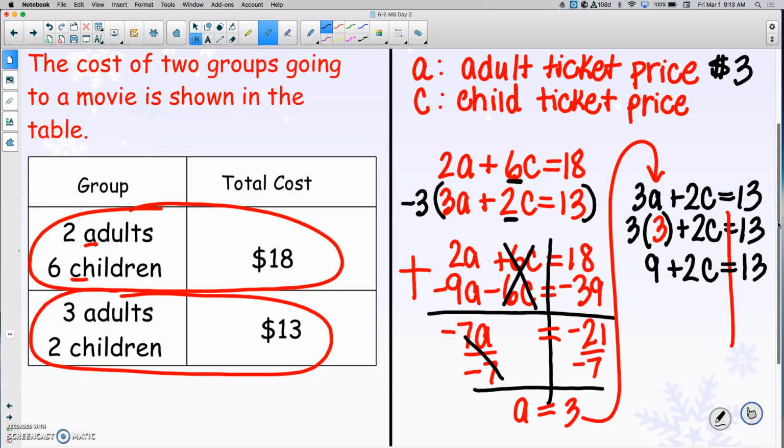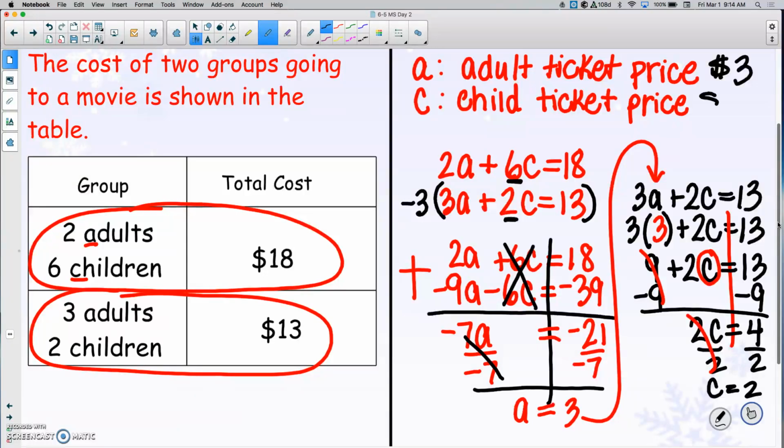Now, finish solving this. So my letter C that I'm solving for right here, I have 2 multiplied by it, but then 9 is being added. So I need to subtract that 9 to cancel it. 13 minus 9 is 4, and then my final step would be dividing by 2. So C equals 2. So adults are $3, children are $2.